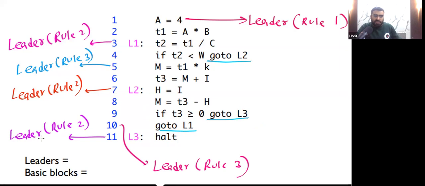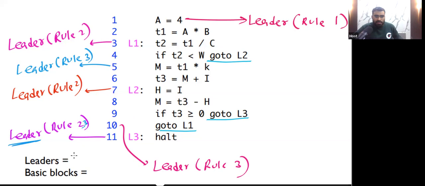So you can say this is a leader because of rule number 2, and also because of rule number 3. Anyway, don't worry: rule number 2, rule number 3. Is this clear? So very simple. Total, how many leaders are there?